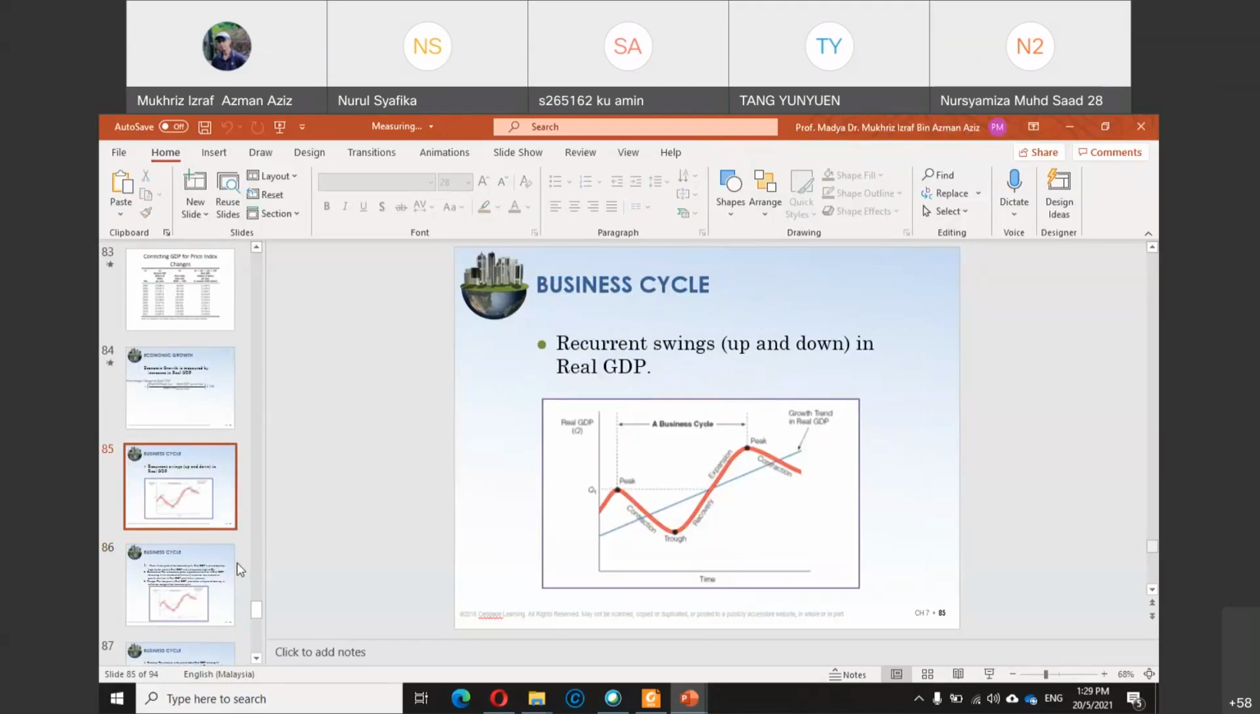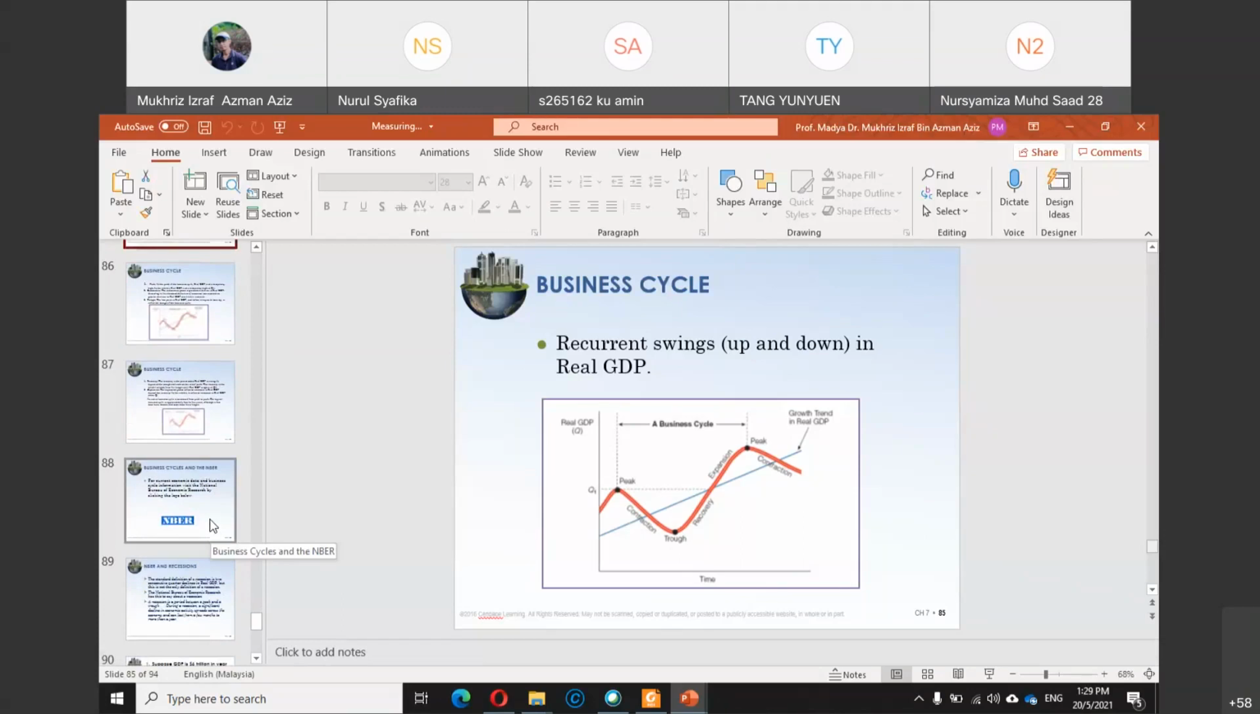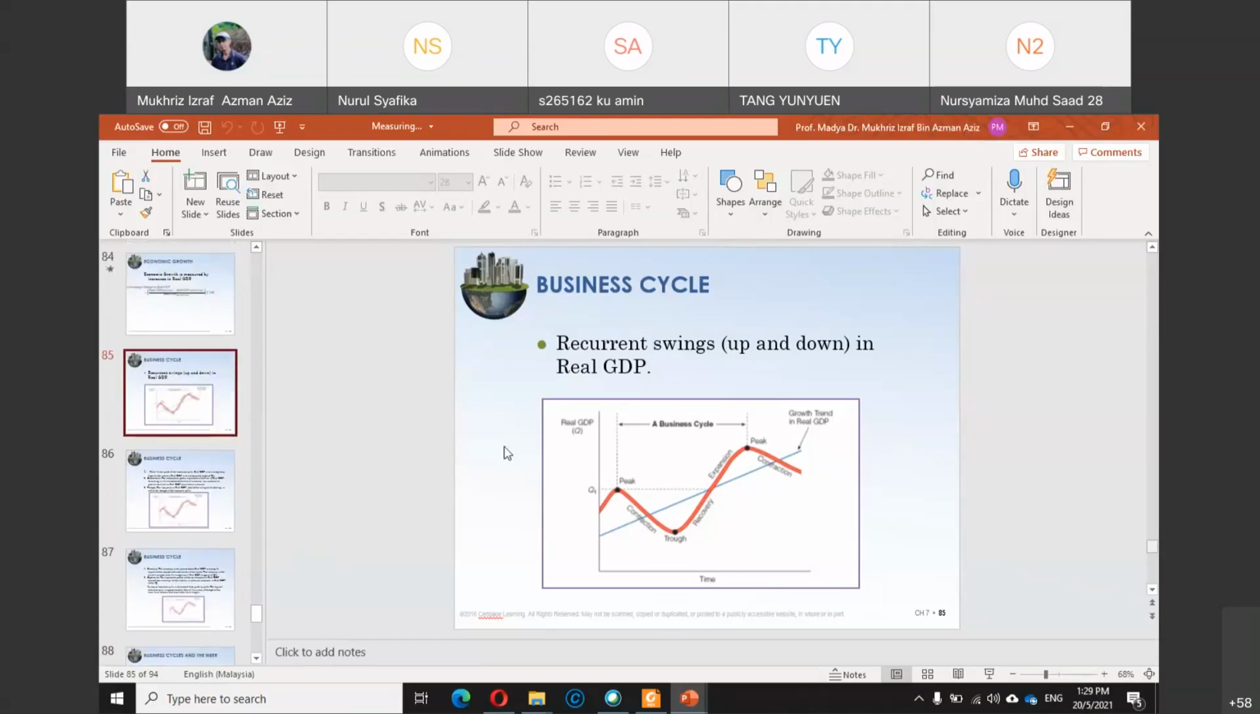One of the last few parts of the topic is the business cycle. I think I covered this part in chapter number 8, when we covered the introduction to macroeconomy, so I don't think I need to repeat it. So the peak, contraction, trough, and recovery, expansion.